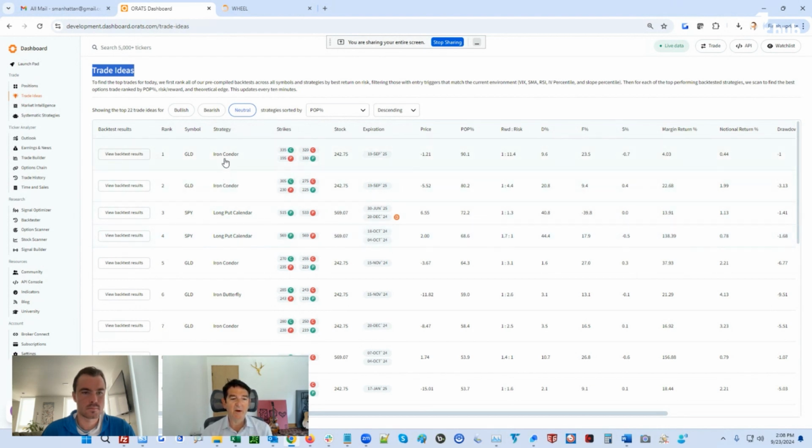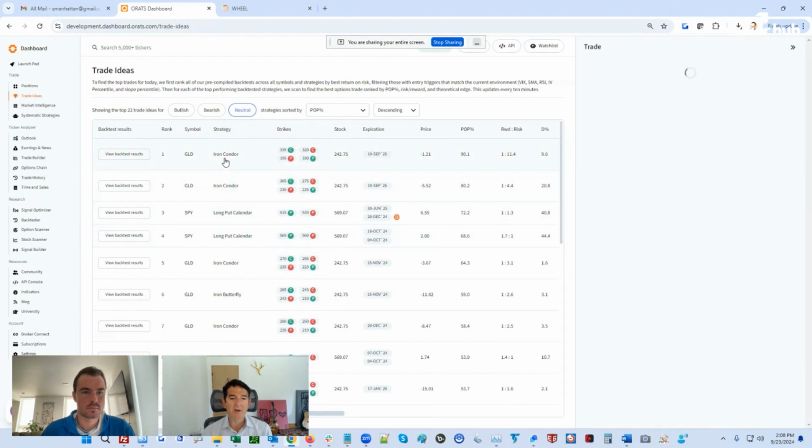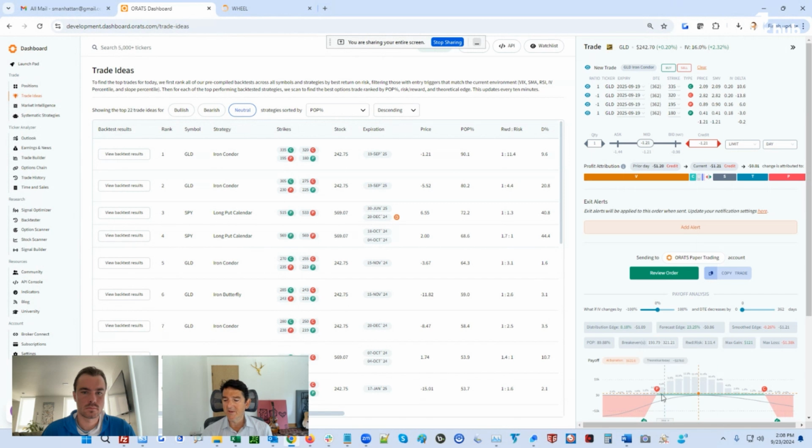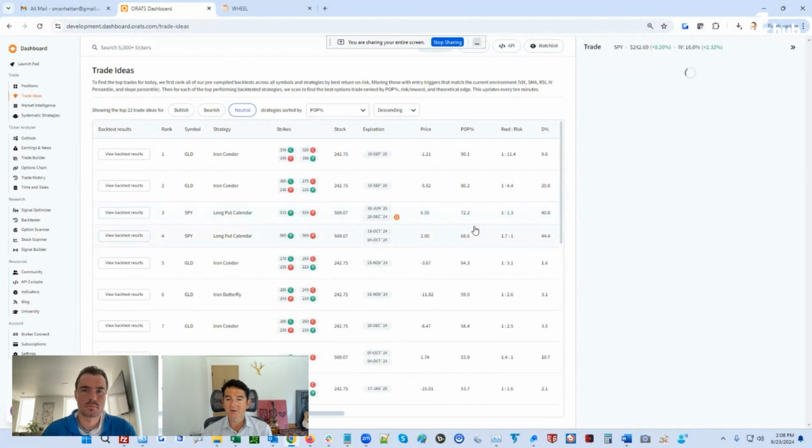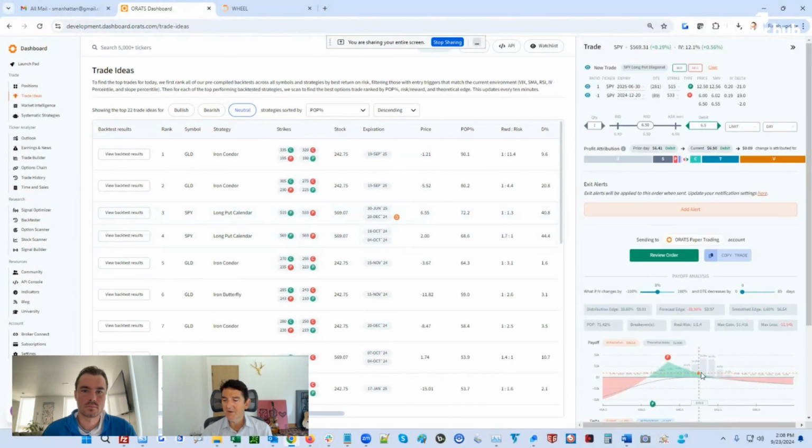For example, an iron condor, we'll just click on that one. You want it to stay between 193 and 321, pretty wide range, and you make your dollar or so. For this long put calendar, let's check this out. So this long put calendar, you kind of want it to go down, but not too far. So that's the nature of calendars a lot of times.